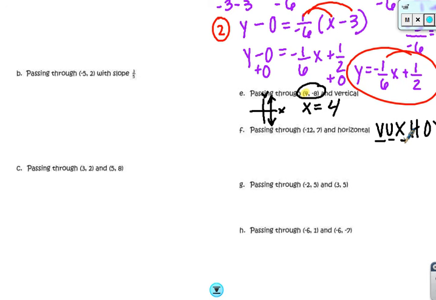So using that same acronym, if you look at problem F, now I need a horizontal line that goes through negative 12, 7. So I need a horizontal line here. Horizontals have a 0 slope, and it should look at the y part of the point. So y equals 7 is your equation.